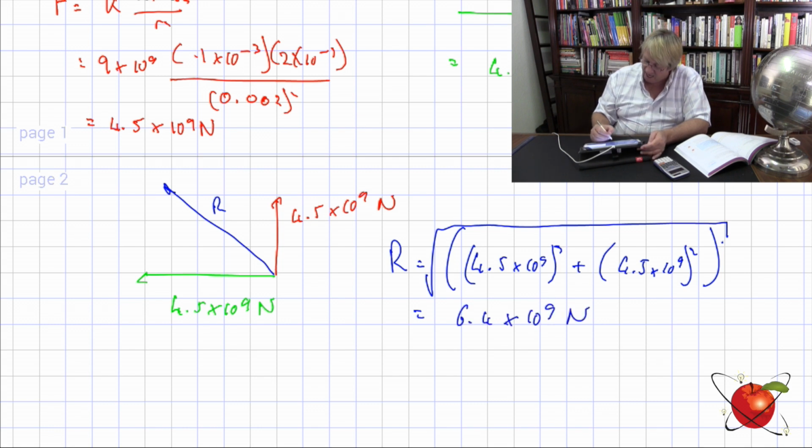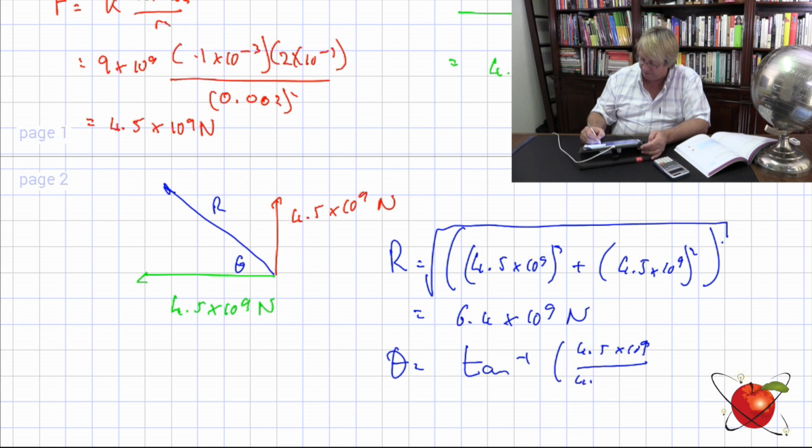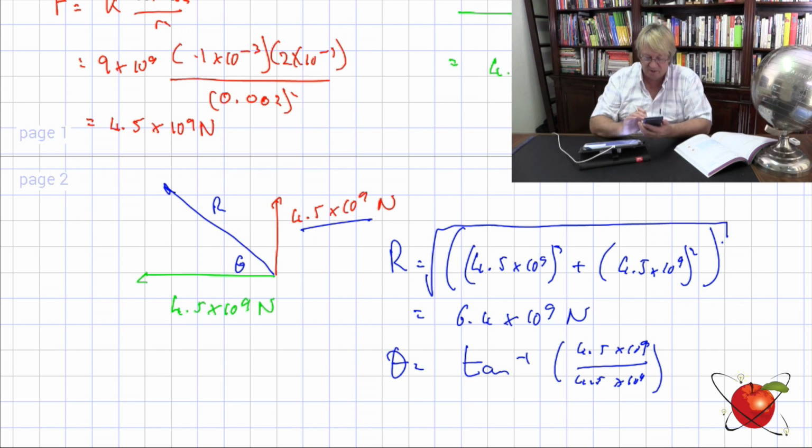9 newtons. And theta is going to be arctan of basically 4.5 times 10 to the 9 over 4.5 times 10 to the 9, which is that divided by that, because it's that there, right? Which is going to be arctan of 1, aren't we? And you probably know the answer to that already, 45 degrees. So it comes down to 45 degrees.